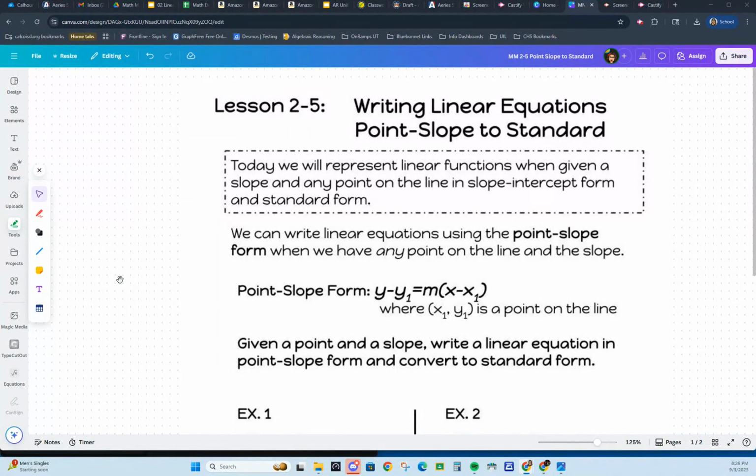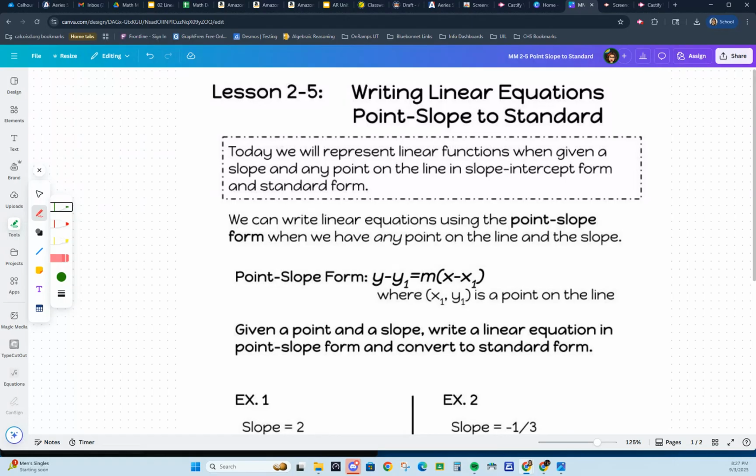Hi guys, today we are going to look at writing a linear equation from point slope form into standard form. With this, we want to use the point slope form of the equation, where the slope is m.